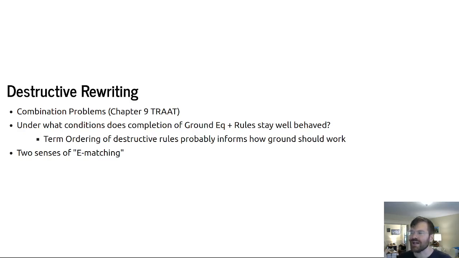And the question is, under what combination can you take two good rewrite systems and combine them and get a rewrite system that continues to have those good properties. And it's actually more subtle than you'd think. It happens less often than you'd think that you can combine systems and they continue to have good properties. But in particular, the question is, under what conditions does completion of ground equations plus good rules stay well behaved? And I'll note that it's important perhaps to bring in these completion notions because the term ordering of the destructive rules probably informs how the ground completion should proceed. These orderings probably need to mesh with each other in some manner.